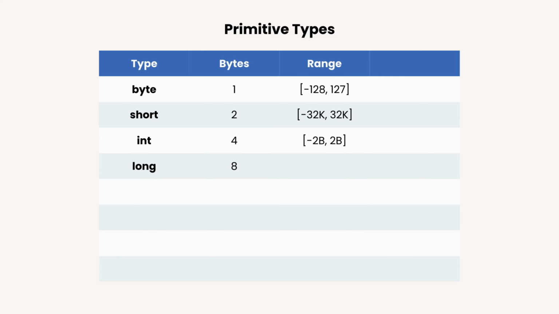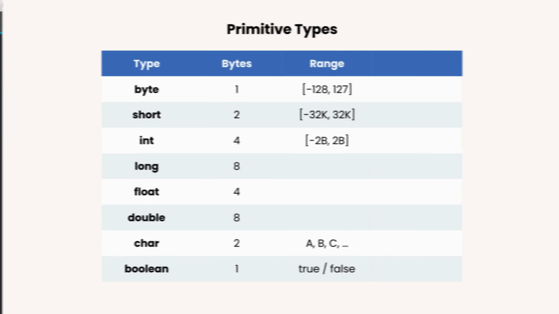Now, all these types are for storing whole numbers that don't have a decimal point. If you want to store a number that has a decimal point, you have to use float or double. Float takes 4 bytes, double takes 8 bytes. So obviously with double, we can store larger numbers. Next, we have char for storing a single character like A, B, C. And these char types take 2 bytes, so they support international letters. And finally, we have boolean for storing boolean values, which can be true or false, just like yes or no in English. Now let's take a look at a few examples.